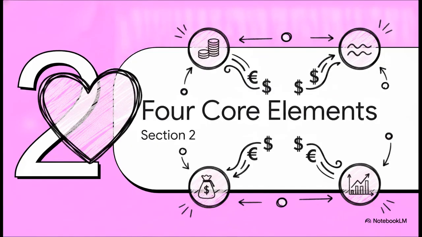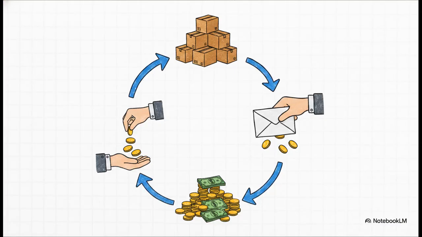Moving on to Section 2, the four core elements explained. Now, what's really interesting about this slide is how these four pillars actually interact to form the technical foundation of your ACCA FM exam prep. First up, we've got inventory. That's the physical goods you're holding, just waiting to sell.